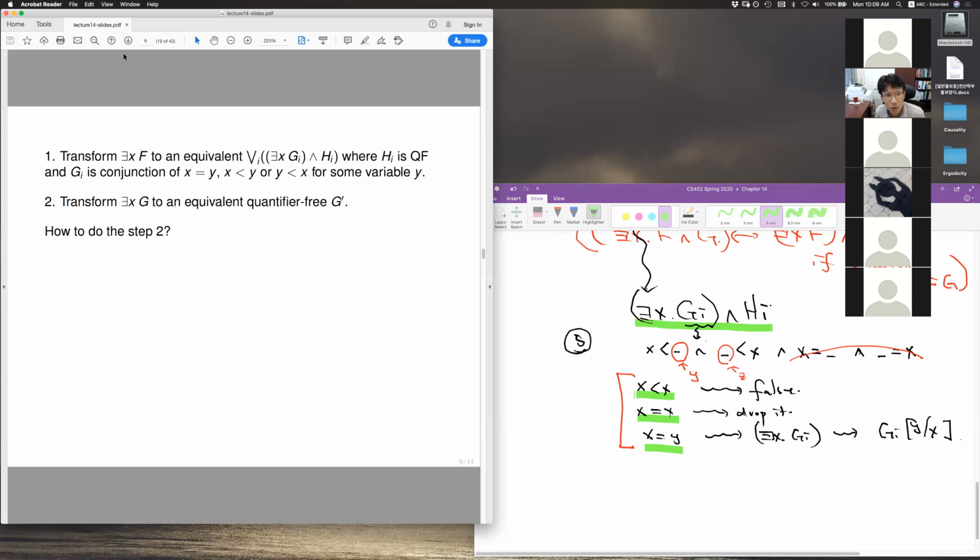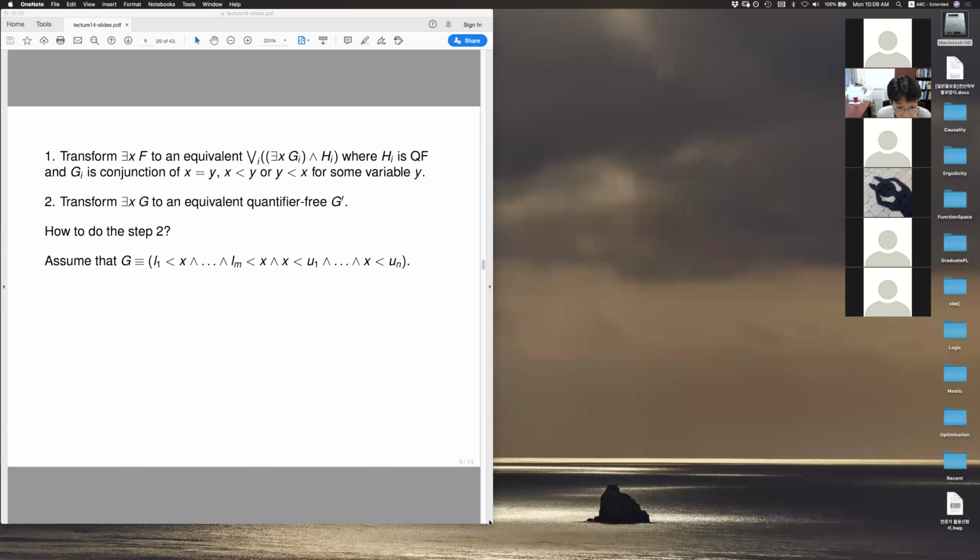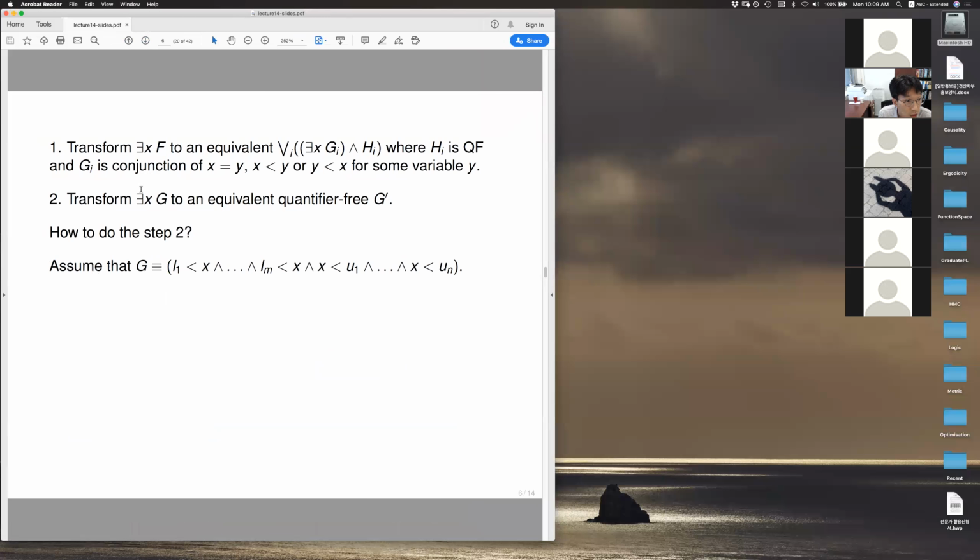For number 2, we go to the next slide. We have to do a bit more work. To do this, we notice some patterns of G. After all these transformations, G will be reasonably simple. G will have two parts essentially. One part is about the lower bound of X, which is the part you see on the screen. And the remaining part will be about an upper bound of X.